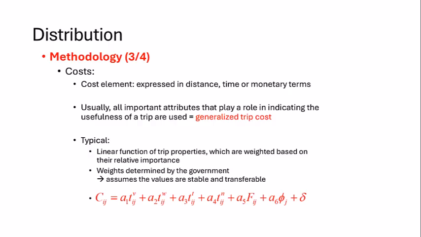Another essential ingredient is the cost element. Trips aren't just random. People choose destinations partly based on how costly it is to get there. Cost can mean distance, travel time, or monetary expense. Often, models use what we call the generalized cost of travel, which combines all these factors into a single measure. This may include travel time in the vehicle, walking to and from stops, waiting time, transfer time, and even parking costs or perceived safety and comfort. Governments usually determine the weights for these components, assuming they remain stable and transferable across contexts.